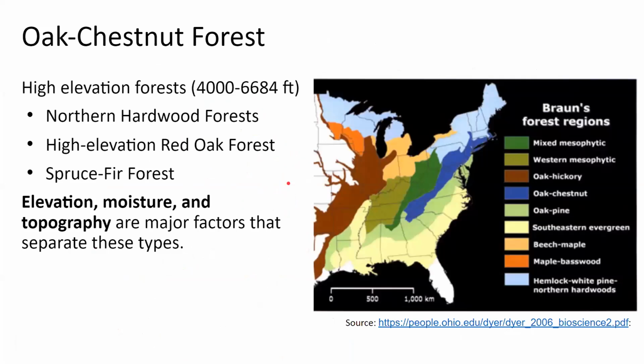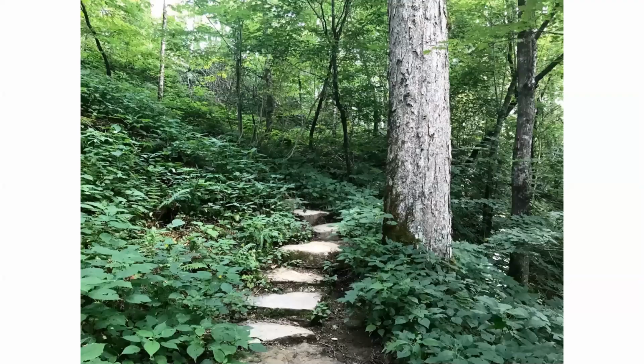So these three forest types that we're going to focus on: northern hardwood, high elevation red oak, and spruce-fir forest. If you look at Emma Lucy Braun's diagram, right, she groups all of these into oak-chestnut forests. And so, you know, we can recognize more forest types than what she recognizes as oak-chestnut forest. And again, depending on the elevation, moisture, and topography, those are the major factors that really separate out these forest types.